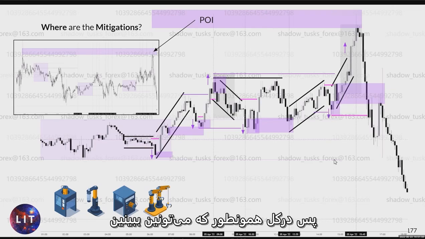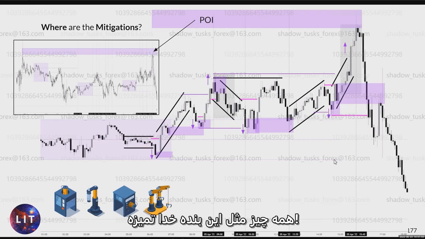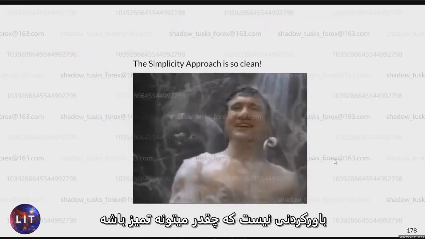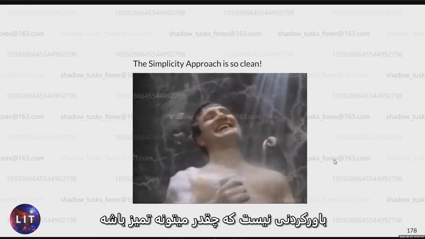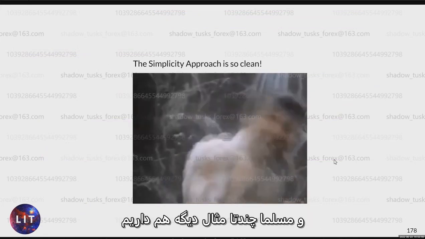Okay, so overall, as you can see, the whole thing is just clean as hell. It's actually crazy how clean it can be. And of course, we have a few more examples.